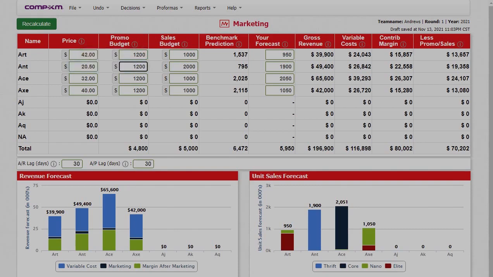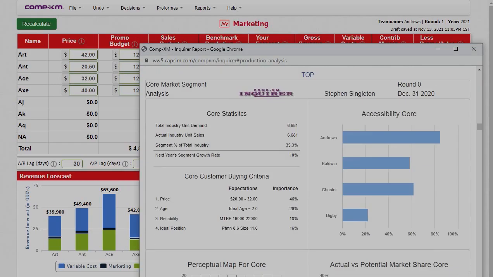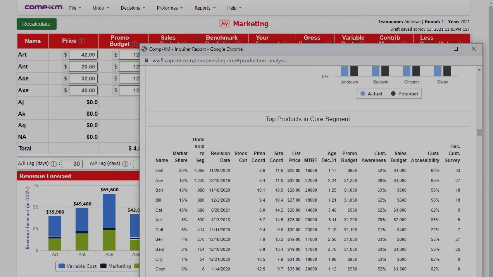And then our next product is S, which is a core product, and it was priced at $32 in round zero. So what we also need to do is check what others are doing in core market segment. The best selling product was Cell, and its price was $22 per unit. Ours was actually number 2, and we were priced at $32 per unit.